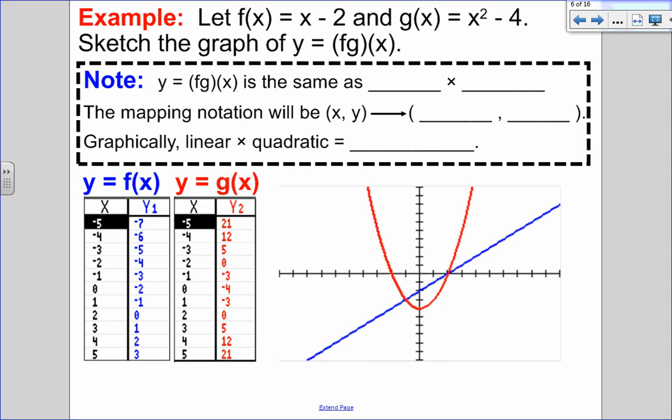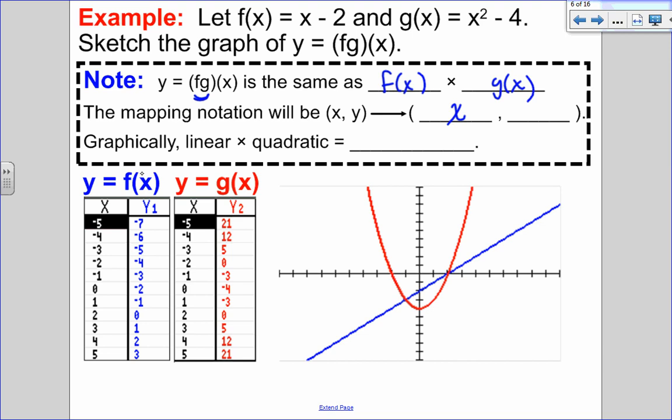So we have f of x, which is a linear, g of x, which is a quadratic, and we want to sketch the graph of fg at x. So again, when we have those 2 functions side by side, it just really means multiplication. It just means f of x times g of x. Okay, so the mapping notation, we're going to keep x the same.